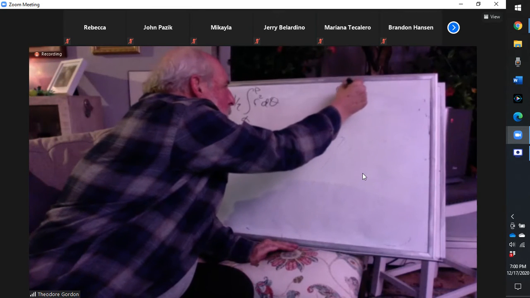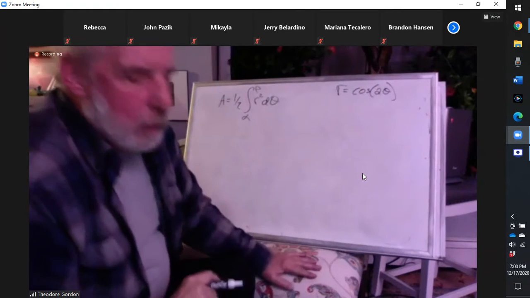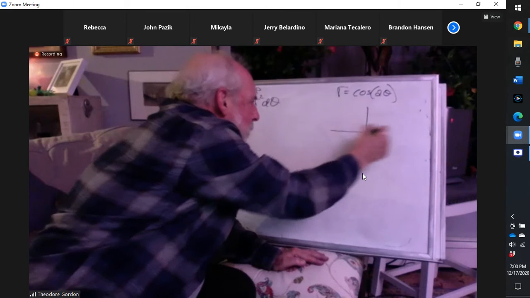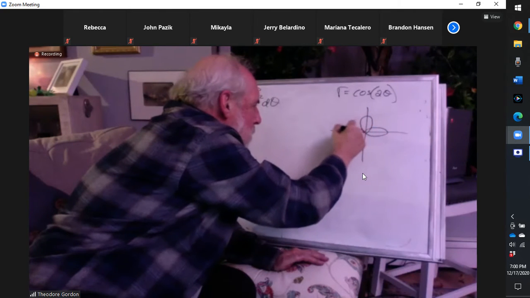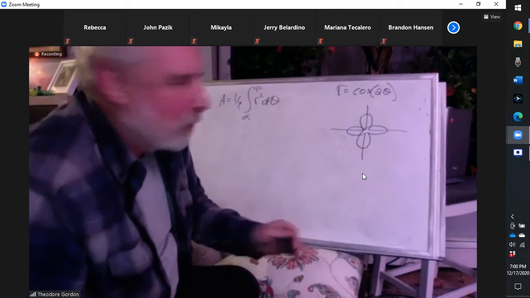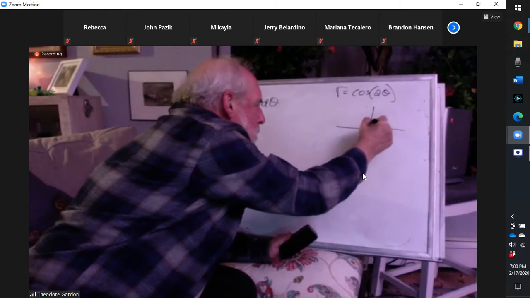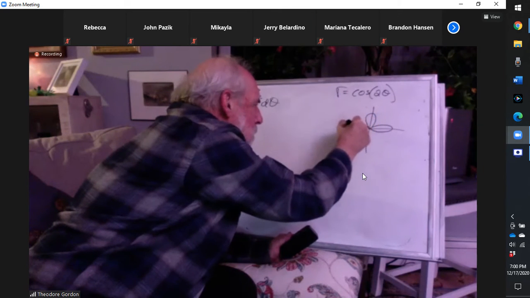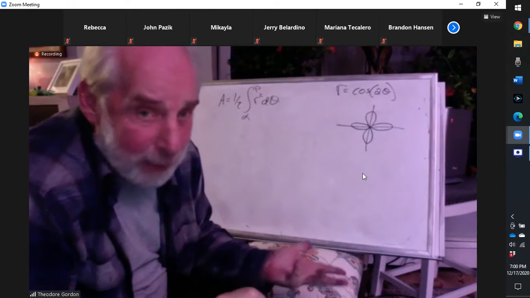r is equal to the cosine of 2 theta. Now I'll draw a very bad sketch of what this looks like. So this looks like this. Well, it doesn't really look like that at all. Hang on. It's basically a perfect 4-petal flower.